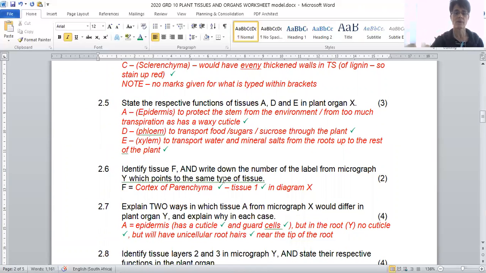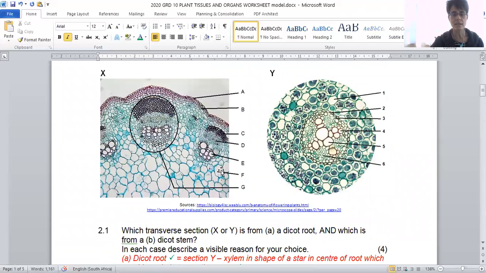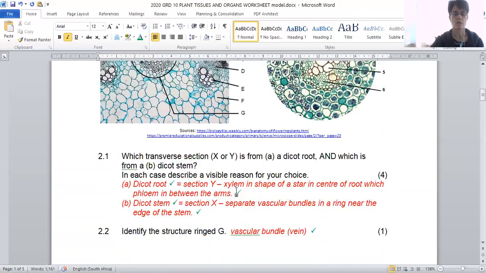Identify tissue F and write down the number of the label from micrograph Y which points to the same tissue. Sure, we'll read this carefully. So F is parenchyma, and 1 in diagram Y is also parenchyma. This is probably some kind of sugar that's stored in those cells, or it could even be starch granules. Okay, it's been stained up. All right.